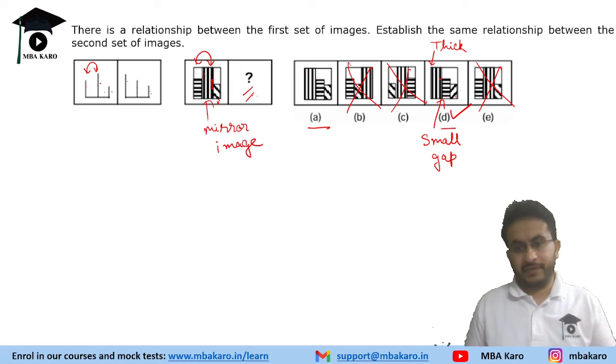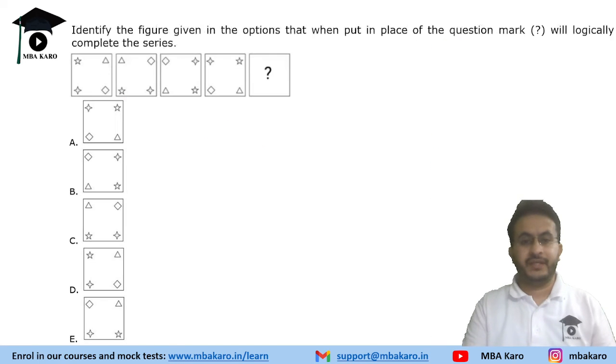So this was probably one of the tough questions because there were two close options and students are bound to make mistakes in this question. Next question, easy one. We need to complete the series, right?